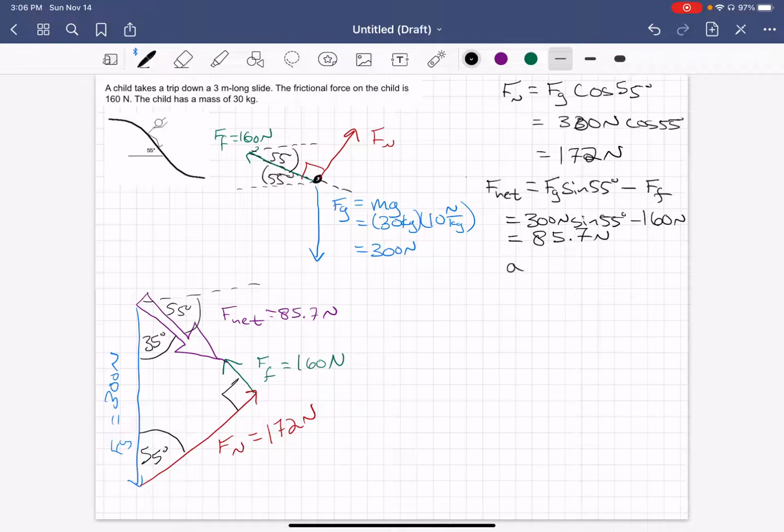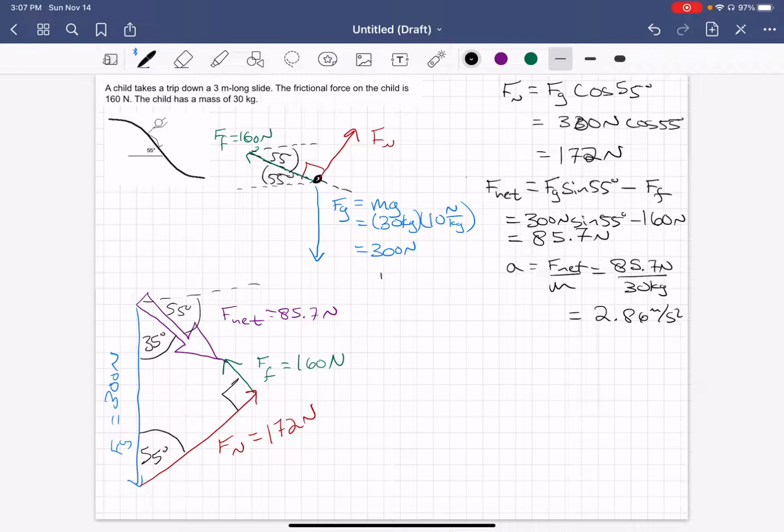Another thing I can find once I know the net force is the acceleration of this child, since acceleration is net force over mass. So I can do 85.7 newtons divided by 30 kilograms to get an acceleration of 2.86 meters per second squared.